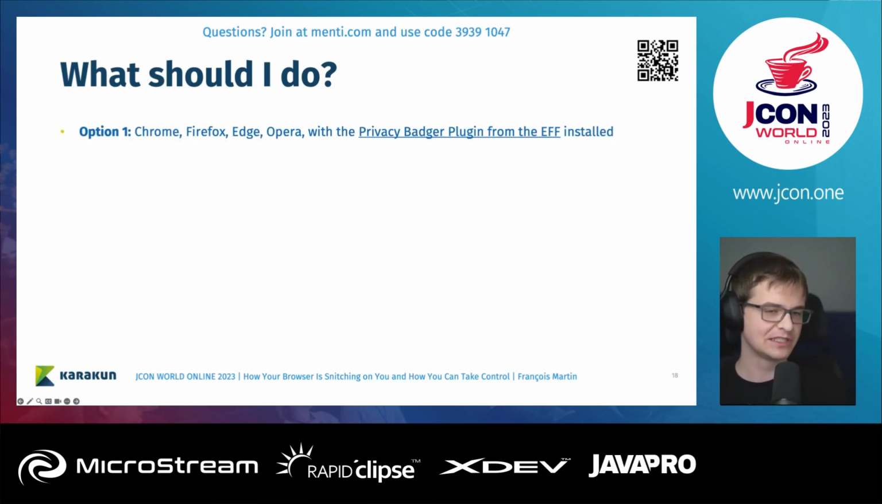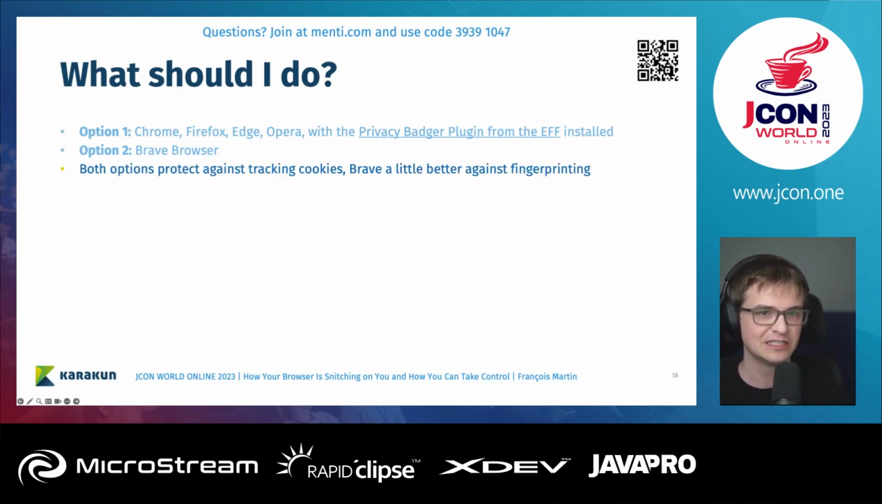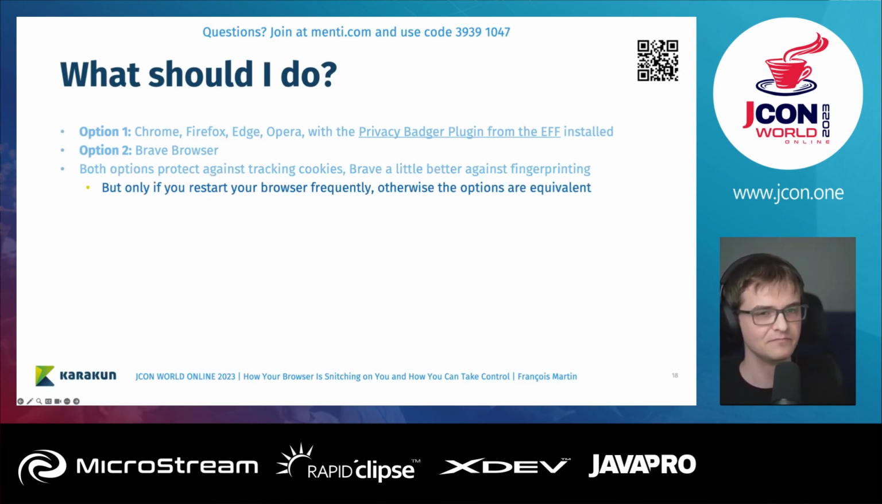So the first option is you have a browser like Chrome, Firefox, Edge, or Opera, and you can install, for example, the Privacy Badger plugin from the EFF, which blocks tracking cookies. And then option 2 would be to use the Brave browser. Both protect against tracking cookies. Brave protects maybe a little bit better against fingerprinting, but this only applies if you restart your browser frequently. Otherwise, the two options are kind of equivalent.